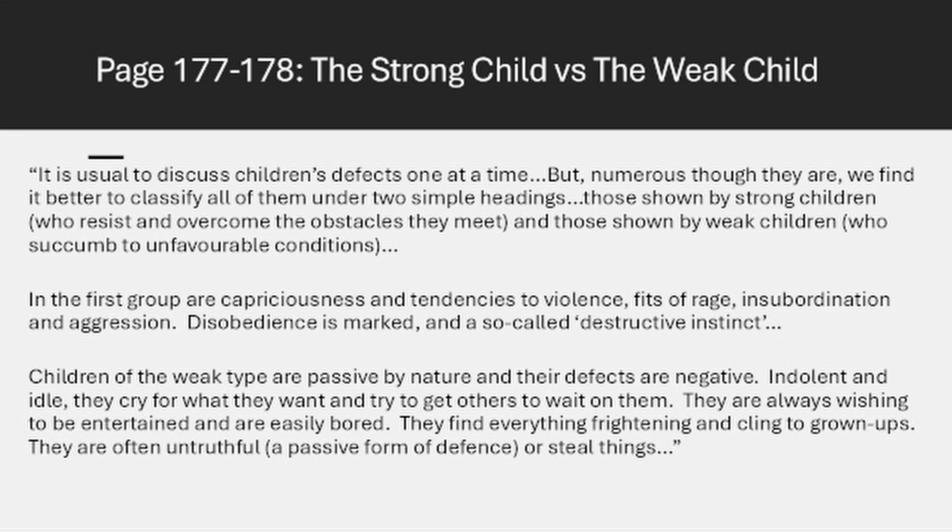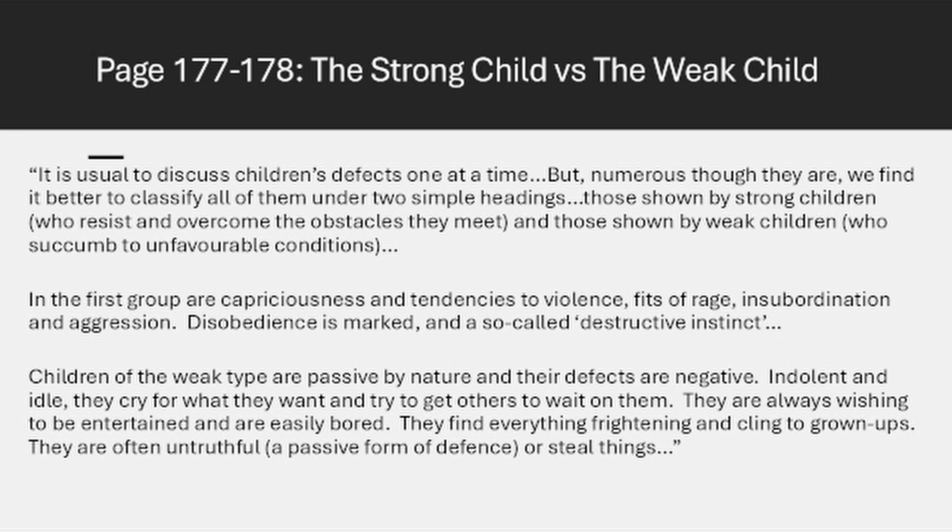She says, "It is usual to discuss children's defects one at a time, but numerous though they are, we find it better to classify all of them under two simple headings: those shown by strong children who resist and overcome the obstacles they meet, and those shown by weak children who succumb to unfavorable conditions. In the first group are capriciousness and tendencies to violence, fits of rage, insubordination, and aggression. Disobedience is marked, and a so-called destructive instinct."